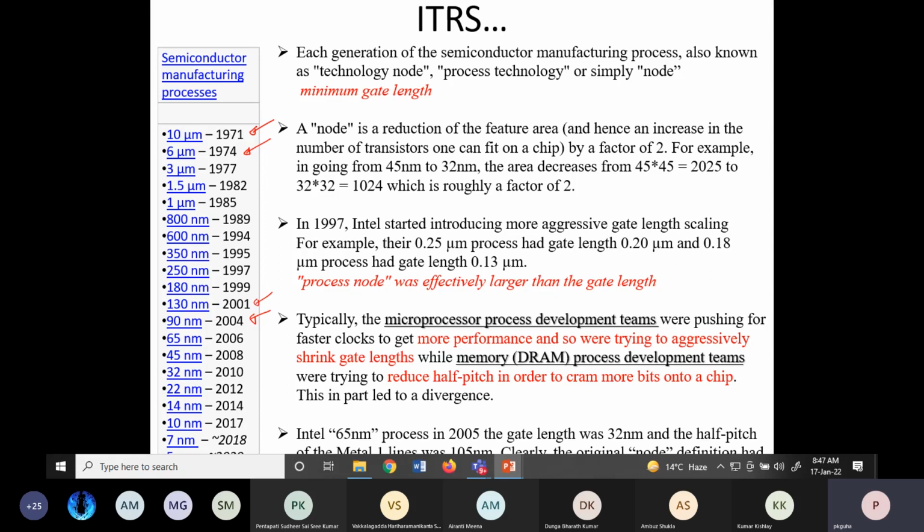Can anyone tell me how I am coming to these numbers? Why 180, then 130, then 90? How are these numbers coming? Do you know how these gate length numbers are coming? Why is it 45, then 32? Why is it not something in between, or why is it not 25 after 45? Any answer? Yeah, go ahead.